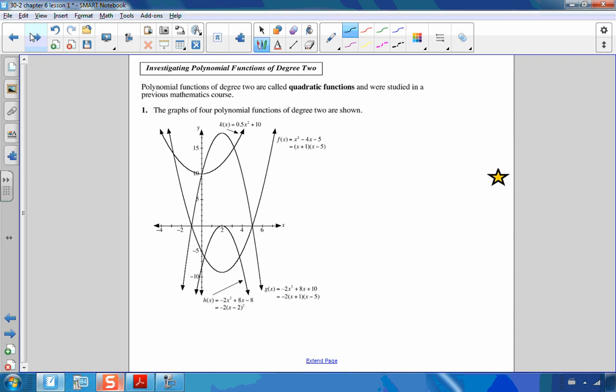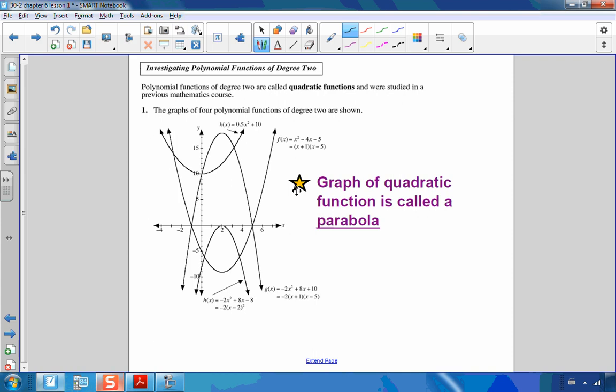Let's move up to our 20 level courses and look at polynomials of degree 2. So polynomials of degree 2 are called quadratics. So here are 4 different examples of quadratic graphs. And you know they all have that U-shaped graph. And that U-shaped graph has a name, and it's called a parabola. So that's what a parabola is: a U-shaped graph.